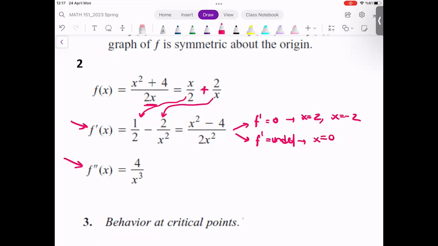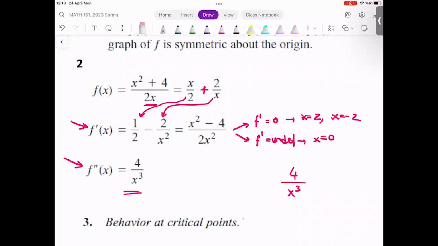If you are doing a solution for a curve sketching question, you also need to compute the second derivative, okay? By looking at here, you can easily compute the second derivative function. 1 over 2 is gone after taking the derivative. For this part, it is minus 2 times x to the power minus 2. If you take the derivative, it will become plus 4 times x to the power minus 3, right? Like this. So the second derivative is computed like this.